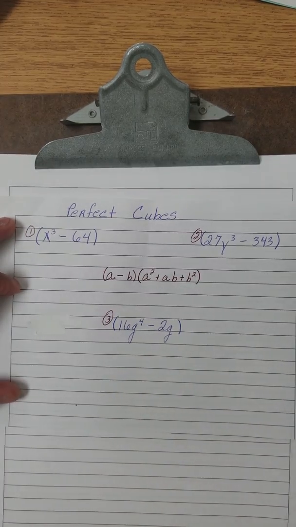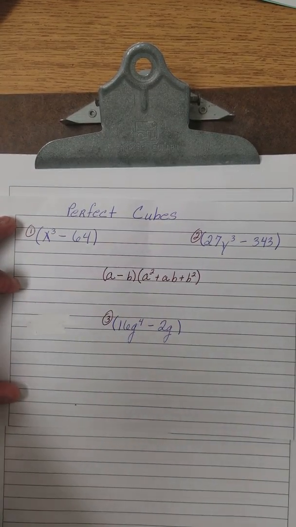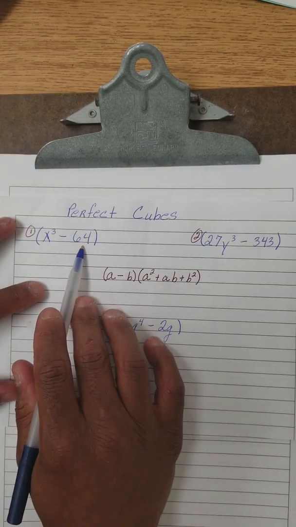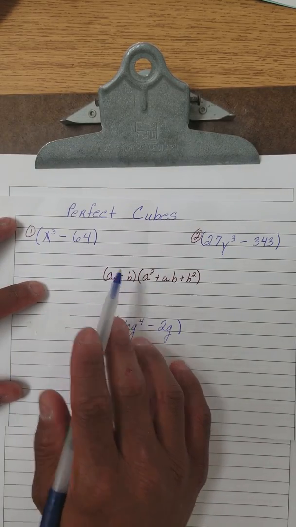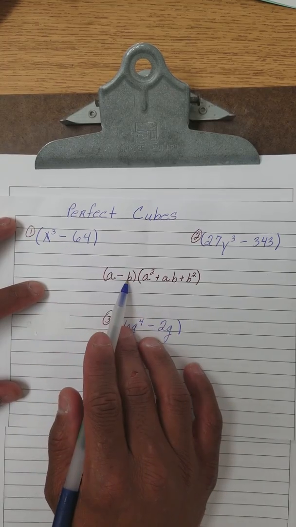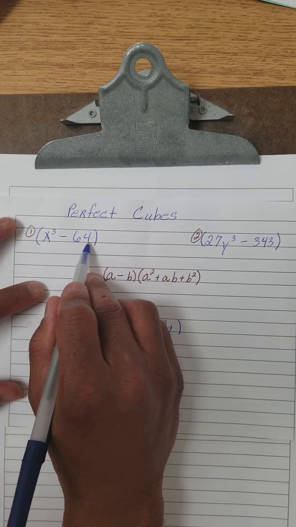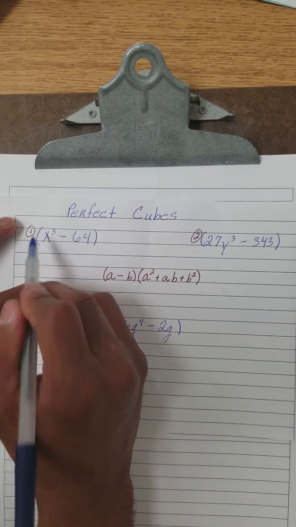Now, I know what some of you guys may be thinking: what do you mean, 64 squared? Well, that's kind of a big number. Well, 64 is not necessarily your b value. Even though 64 is the second term in your binomial, you're looking for what number was cubed to give us 64. What was cubed to give us x cubed?